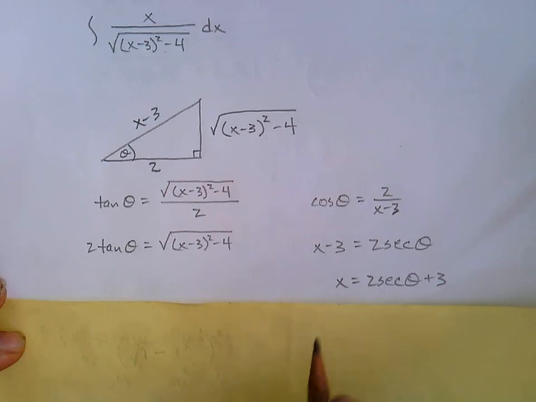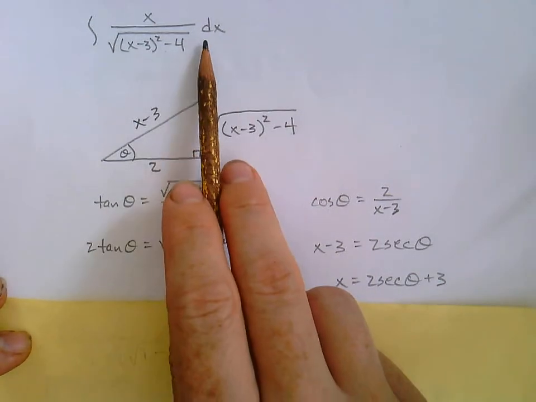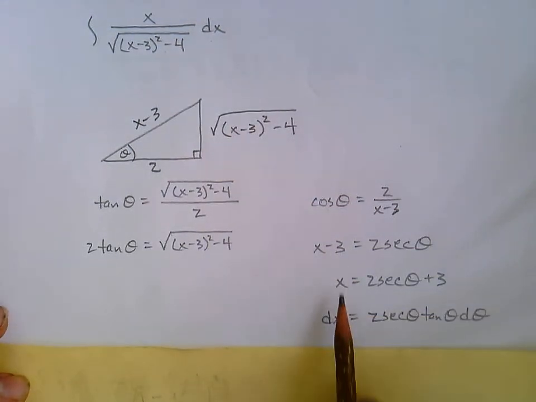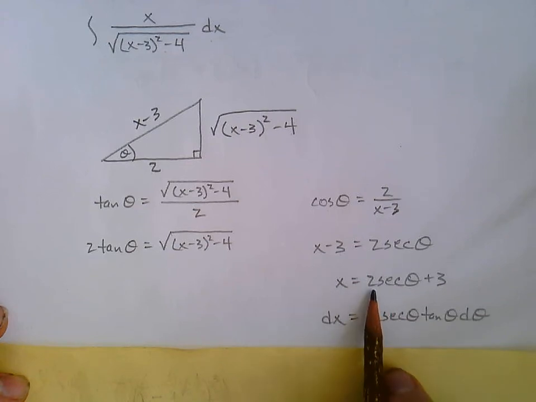And now this last one, again, serves a dual purpose. It sets us up to figure out the dx. Don't forget the dx. Taking the differential of both, dx, okay, and then derivative 2 secant theta tangent theta d theta right there.